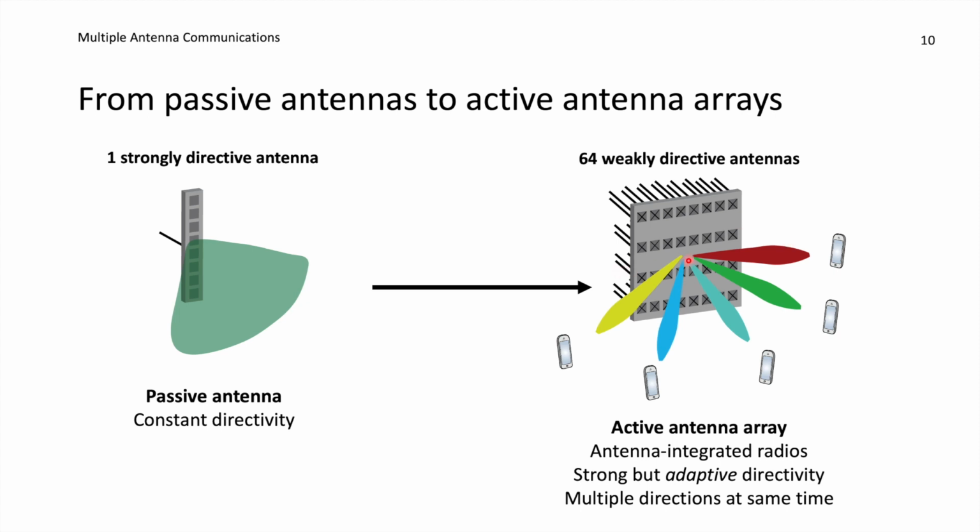So we can send the yellow signal, blue signal, green signal, red signal at the same time by using different delays in these different antennas. And this type of 64 antenna array is very common in 5G nowadays, and they can do a lot of things that you can't do with a directive antenna.